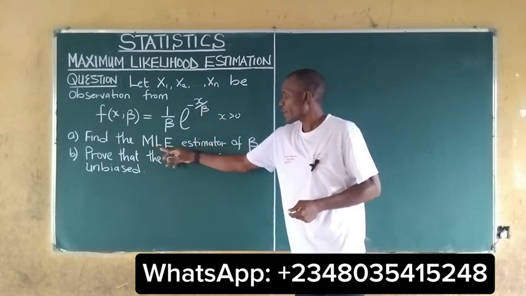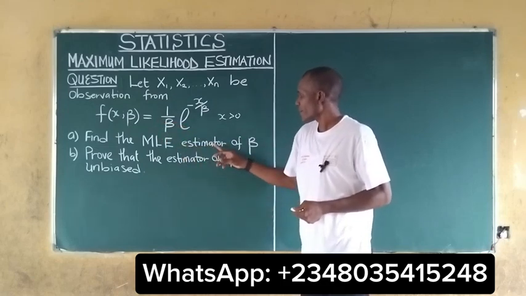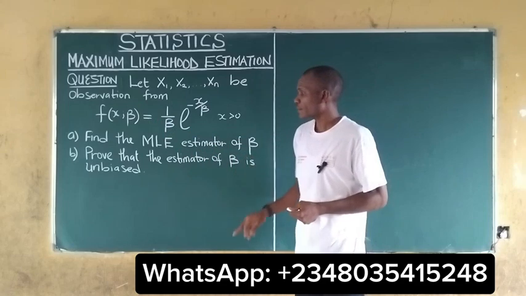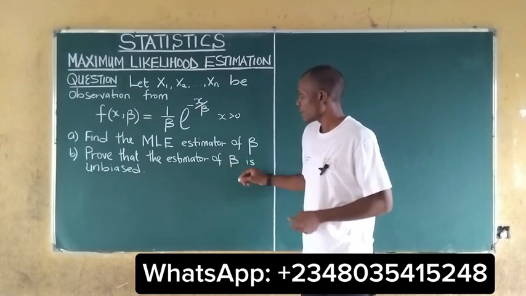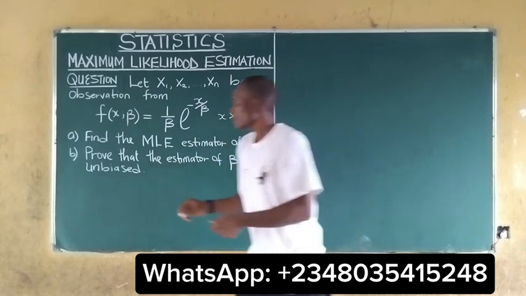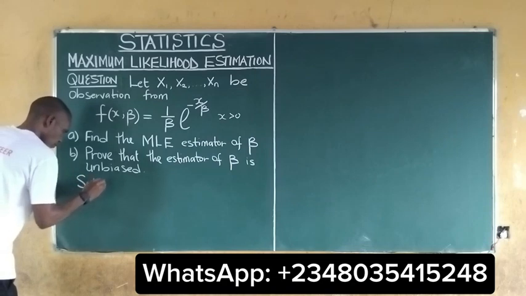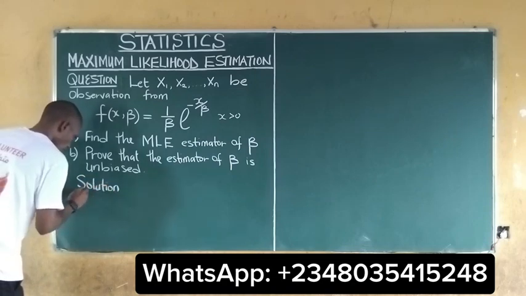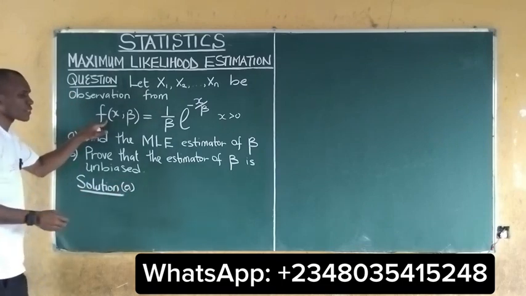We are asked to find the MLE of this PDF. We find the MLE estimator of beta. I will also prove that the estimator of beta is unbiased. Solution. A. We are given this.